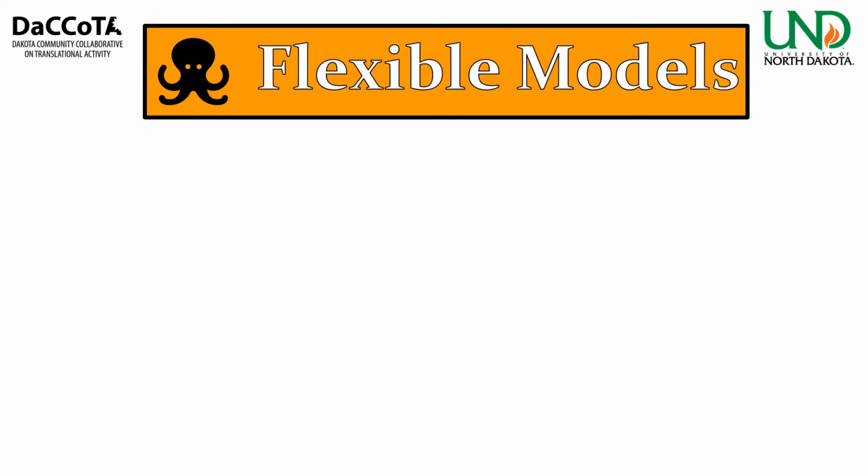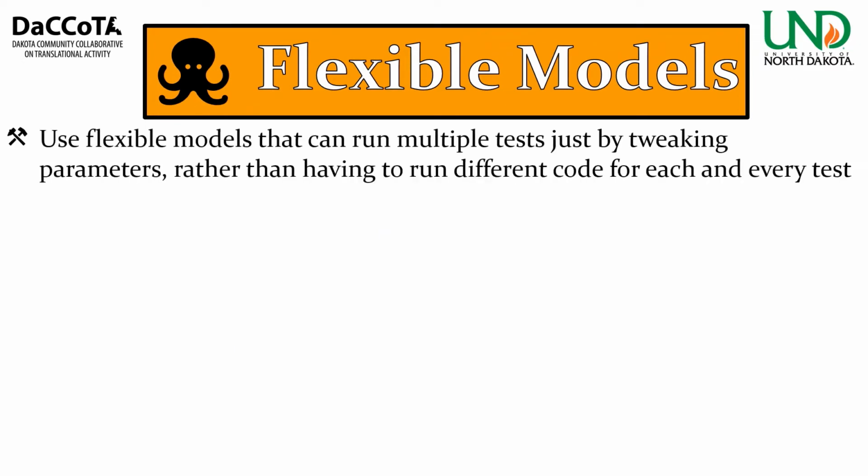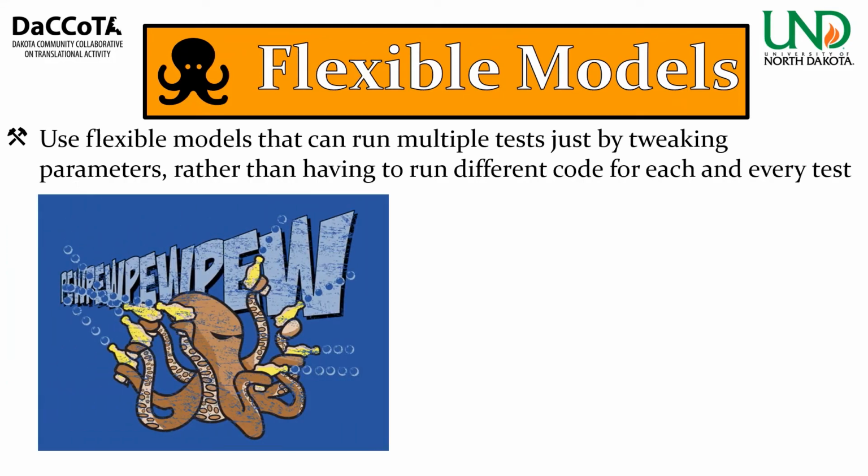The next option is flexible models. You can use flexible models that can run multiple tests just by tweaking parameters rather than having to run different code for each and every test. So just like the mighty octopus with multiple arms to do different things all at once, flexible models will help you simplify your coding life.